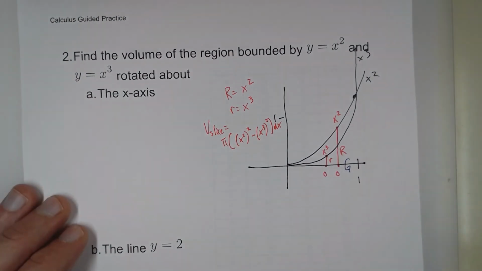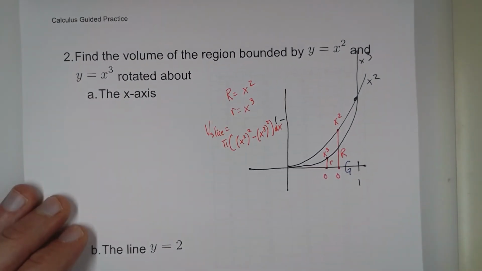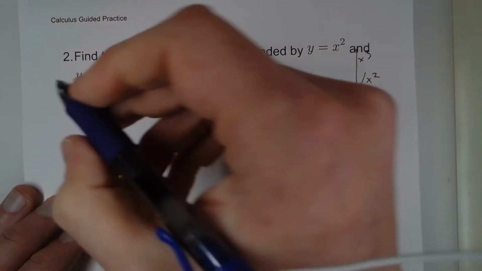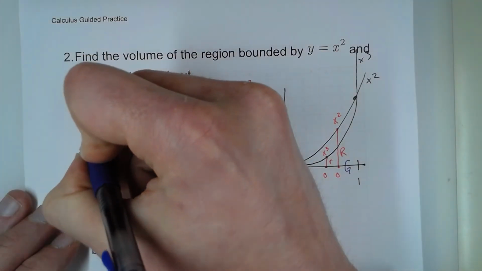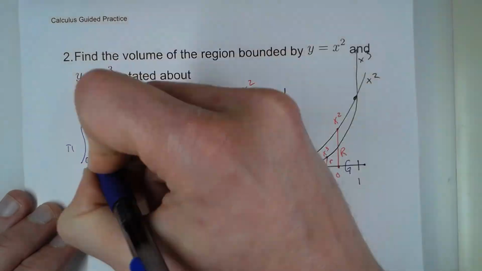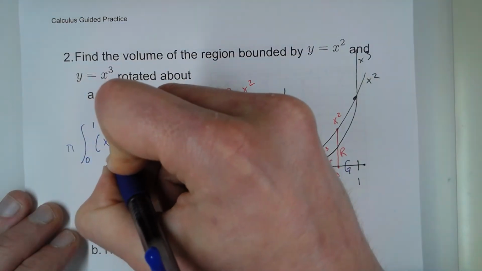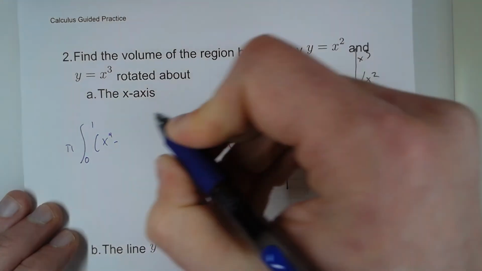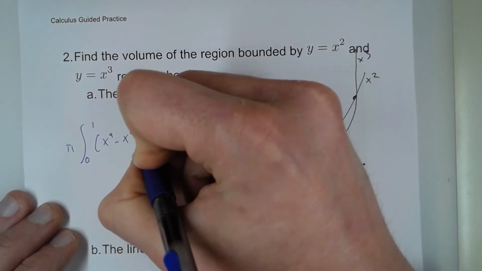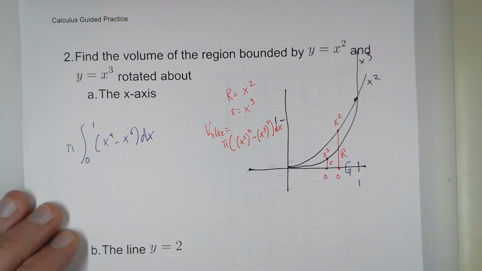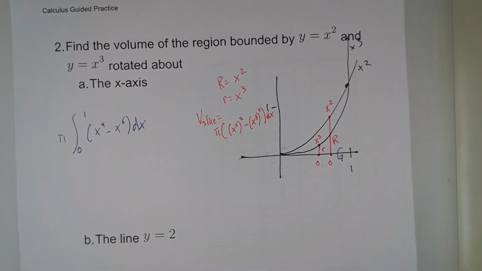Okay. So when I add up all of these slices, it's going to be from 0 to 1. So we have x squared squared, and I'm just going to write it as x to the 4th. x cubed squared is x to the 6th, dx. There is our integral.